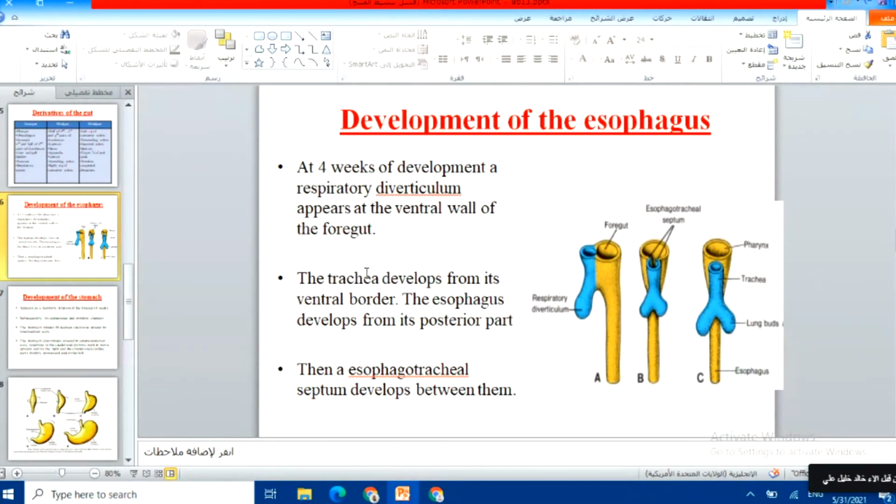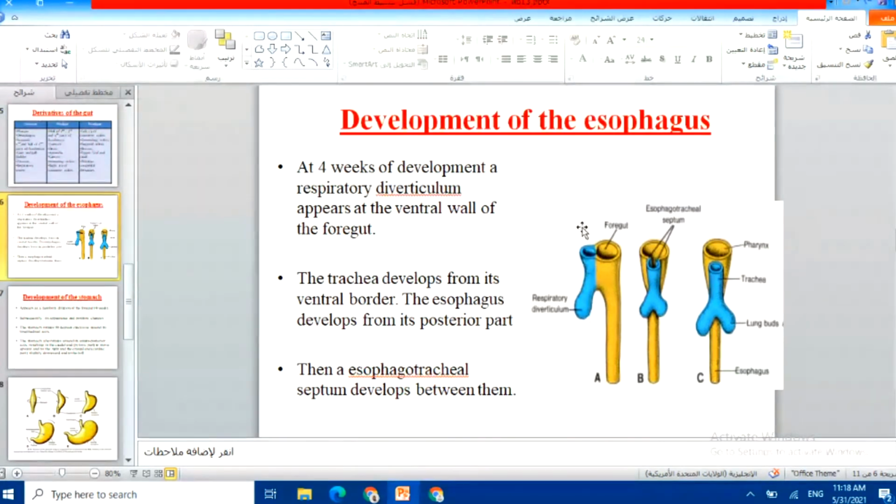The esophagus. First, the respiratory diverticulum will form. From this respiratory diverticulum, the trachea will form or develop. From the trachea, the esophagus will develop. Okay, then look here.